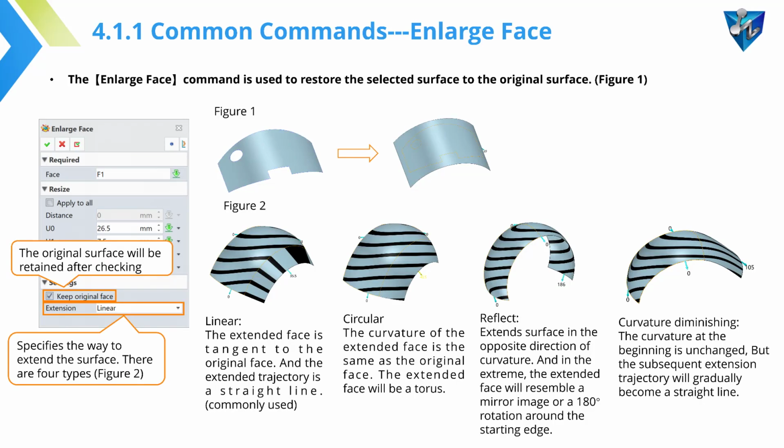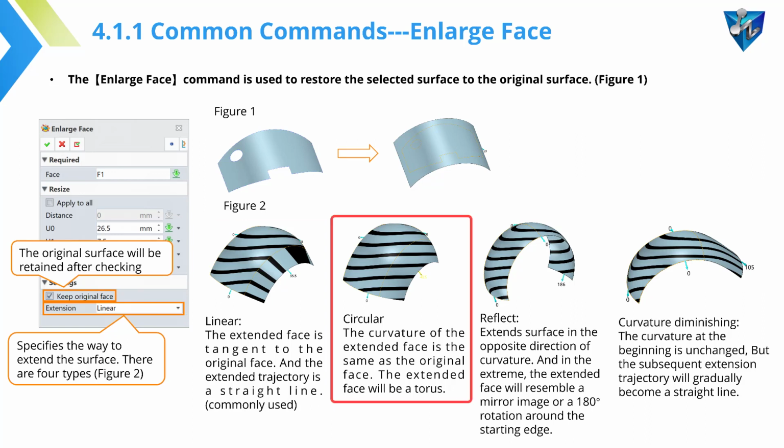The first command is enlarge face. This command is used to delete the inner rings and outer rings, which restores the selected face to the original surface. The extension option needs to be explained. There are 4 types in this option. The linear means the extended face is tangent to the original face, and the extended trajectory is a straight line. This option is commonly used.